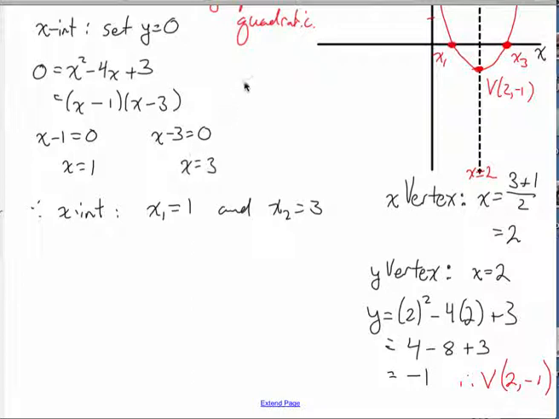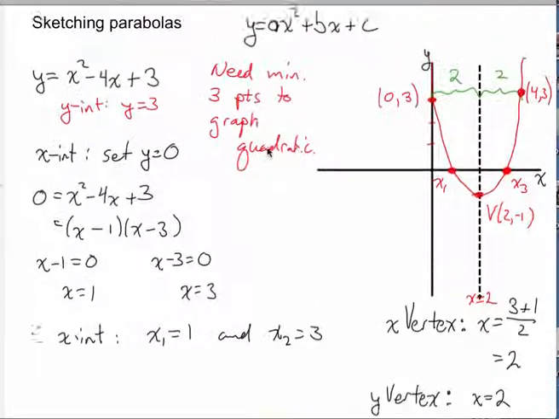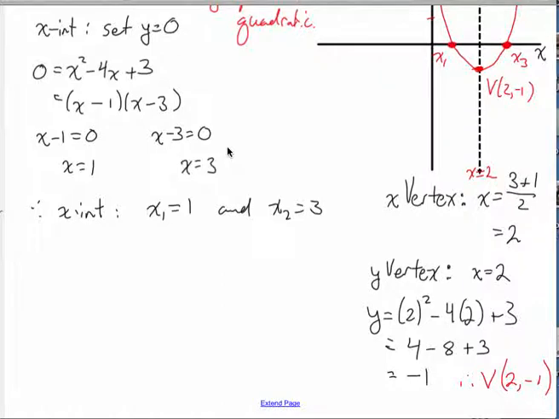So that's, for now, how we're going to graph quadratics until we get to the next type of quadratic form. So, there you go, how to graph quadratics.